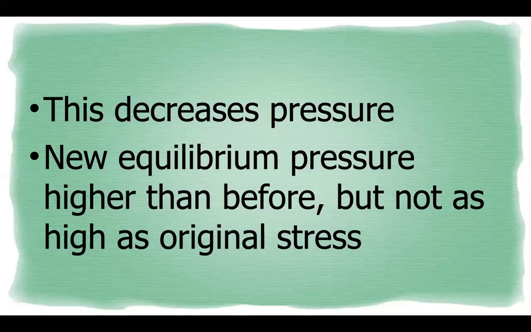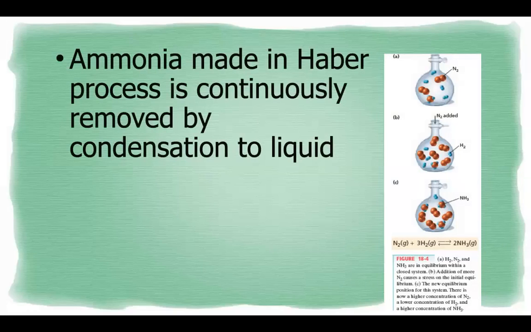So new equilibrium pressure is higher because we've increased pressure of the whole system, but it's not as high as the original stress. So that means that equilibrium shifting cannot completely eliminate the stress, but new equilibriums can be established dealing with the stress. Another thing we can do is remove the product. So we have N2, and this is getting into the next stress.